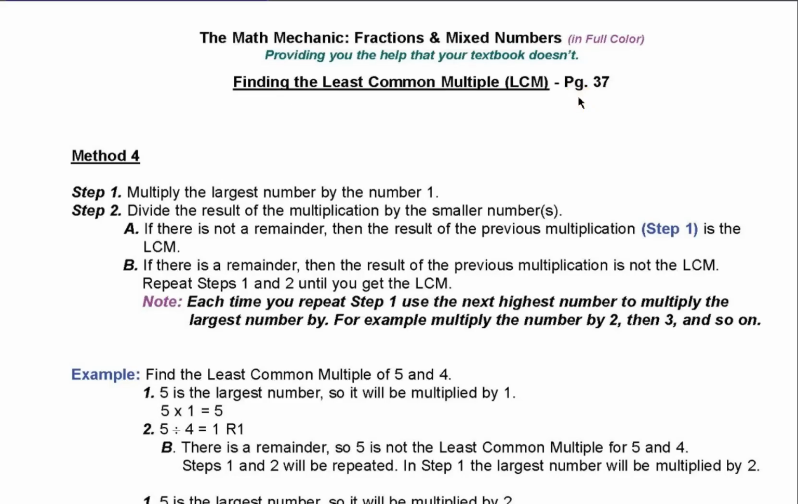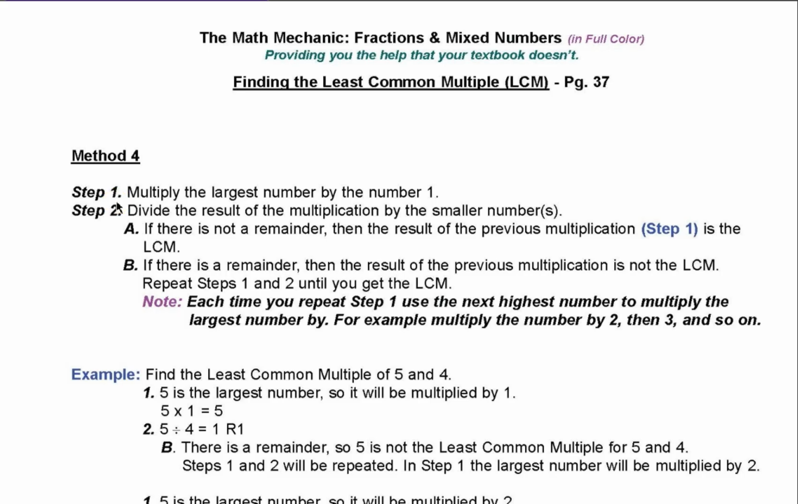This is from page 37 of the Math Mechanic Fractions and Mixed Numbers edition. Finding the least common multiple, also known as the LCM. Here is method 4 for finding the least common multiple.